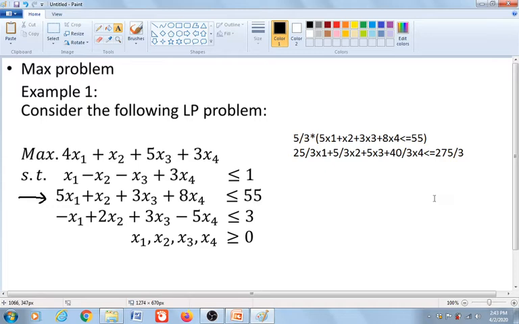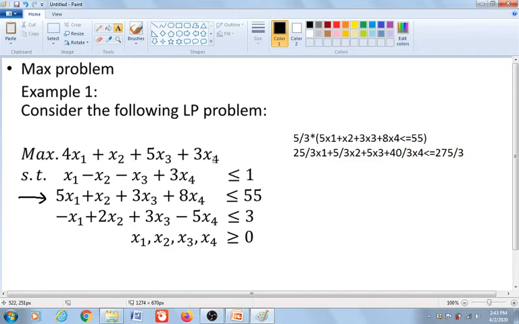Now let's compare the coefficients of x1, x2, x3 and x4 that we have here in the second constraint with the coefficients of the variables in the objective function. And we can see that 25 over 3 is bigger than 4, 5 over 3 is bigger than 1, 5 is equal to 5, and 40 over 3 is bigger than 3.